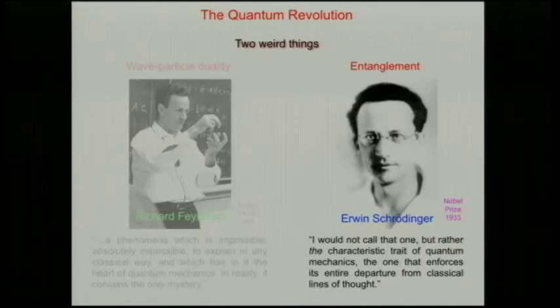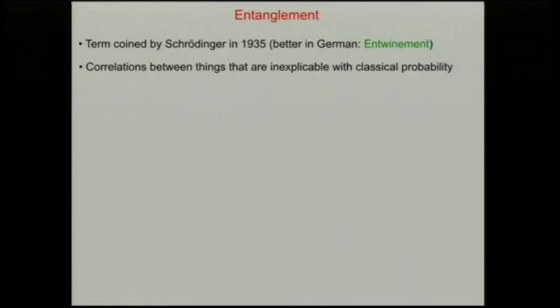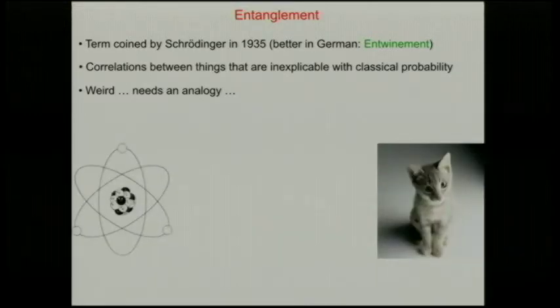Now there's this other notion in physics called entanglement, which Erwin Schrödinger first originated in 1935, and what he was trying to get at with that idea is that in quantum mechanics you can write down states of systems that are inexplicable according to the laws of classical probability. And it's very strange, it needs an analogy, and I noticed on the brief for my talk it was promised that I might make a joke about Schrödinger's cat.